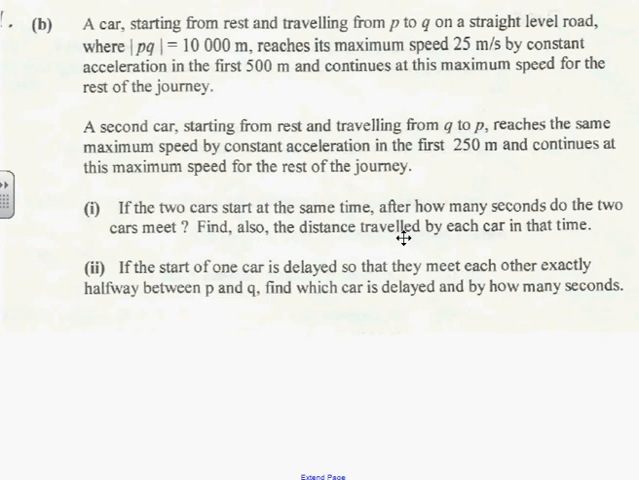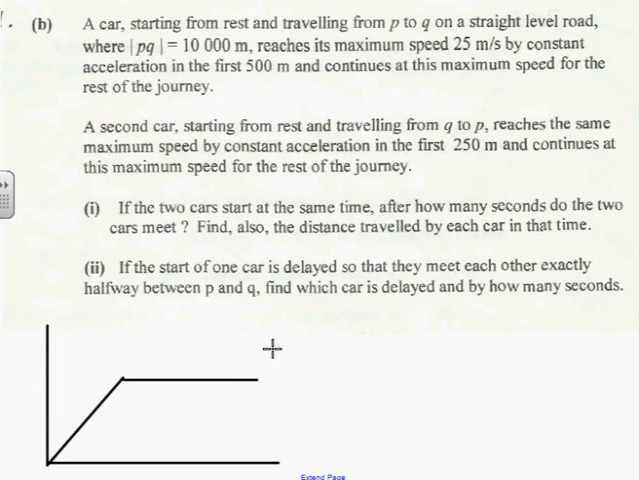Okay, so what I did was I decided to draw myself a distance time diagram. Car 1 and car 2. Same maximum speed. So I'm watching the velocity time diagram. Velocity time. So it reaches 25, and what we can say here is that it covers 500.